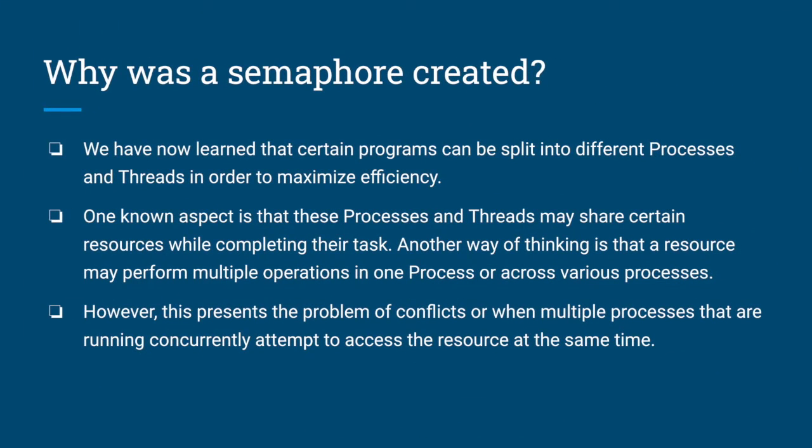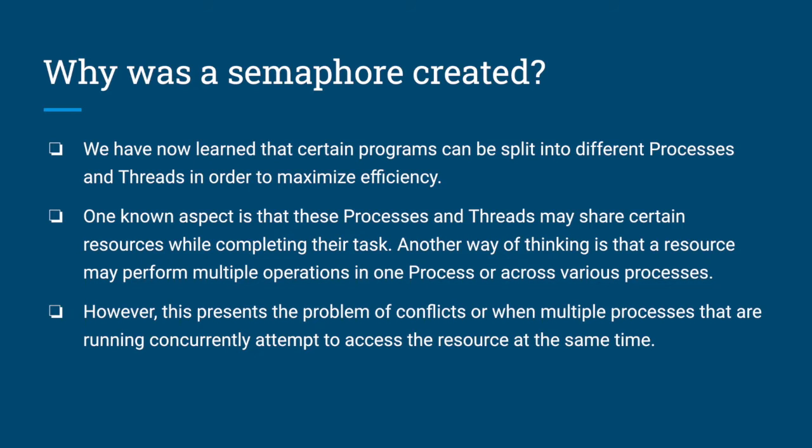All right, let's quickly go into the background and dive into why exactly a semaphore was created. So I'm going to assume everyone is familiar with the topics of processes and threads, and we've now learned that certain operating systems may split these programs into different processes and threads to maximize efficiency. But one known aspect of this is that we may end up sharing resources. And what I mean by sharing resources is that two different processes or threads may try to access the same piece of memory, such as a variable or so.